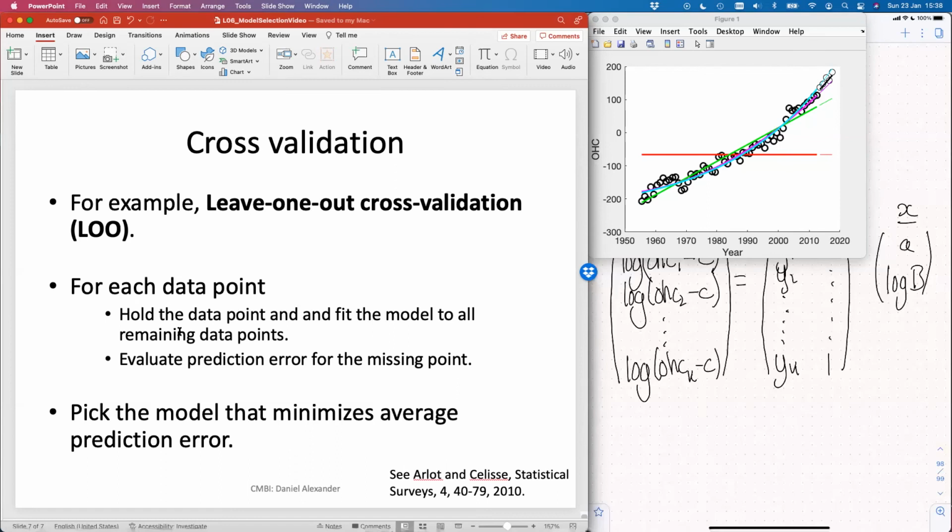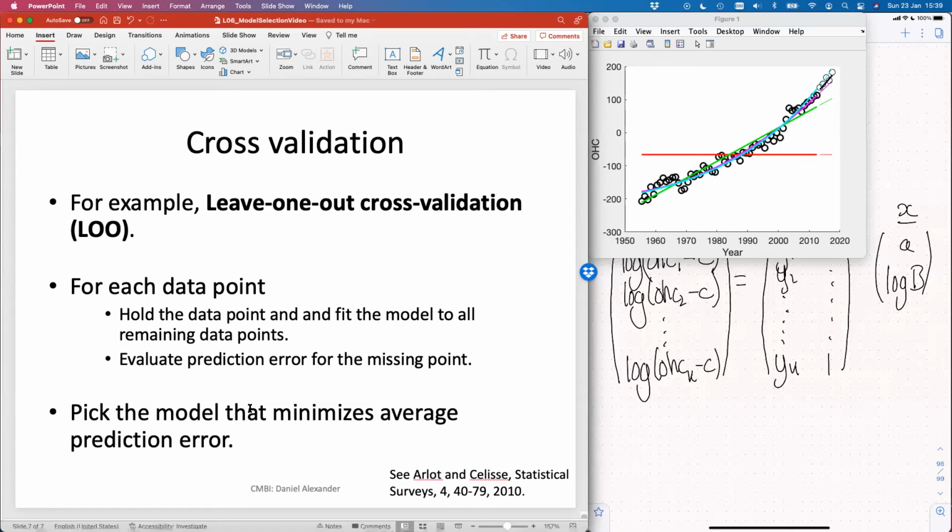So for each data point in turn, we remove it from the full set of data that we're fitting the model to. For the dark circles here, one by one, we'd remove one and fit our model to all of the remaining data points, and then estimate the error from that fit to the data point that we'd held out. Repeat that process for each one of these data points, and then take the average of those prediction errors and identify the model that minimizes that average prediction error. And that's the way the model selection is done.